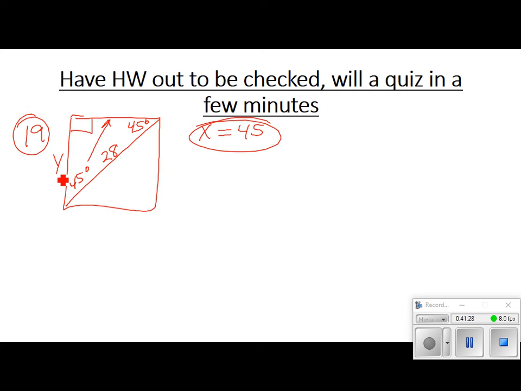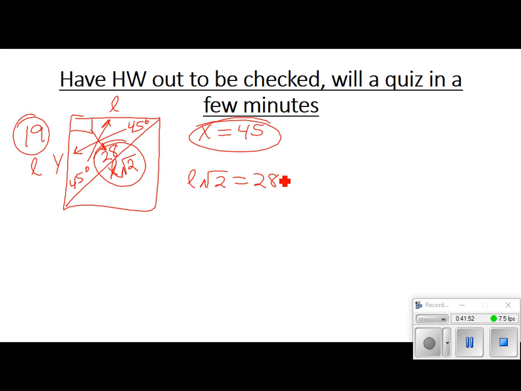In a 45-45-90 triangle, the side across from the 45-degree angle should be labeled what? L. Side across from the other 45-degree angle? L. So if we find L, that's going to be Y, right? Same thing. Side across from the right angle? L times the square root of 2. That's where our equation is going to come from. L radical 2 equals 28.